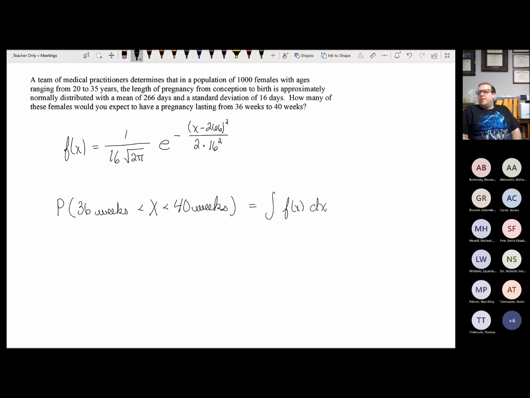But notice that the mean and standard deviation here, they're given in days, right? Not weeks. So you have two choices. Convert the mean and standard deviation into weeks, or convert the weeks into days. I think it's easier to convert weeks into days. So we're going to integrate from 36 times 7 to 40 times 7.